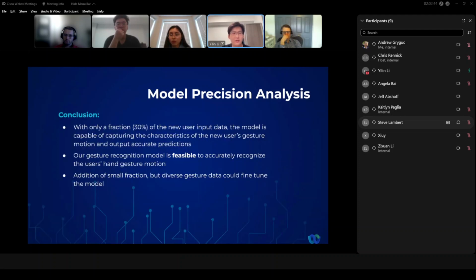In conclusion, with only a fraction of the new user data, the model is capable of capturing the characteristics of the new user's gesture motion and outputting accurate predictions. Therefore, our gesture recognition model is feasible for accurately recognizing a user's hand gesture motion. And with the addition of a small fraction of diverse gesture data, we could fine-tune the model as well.